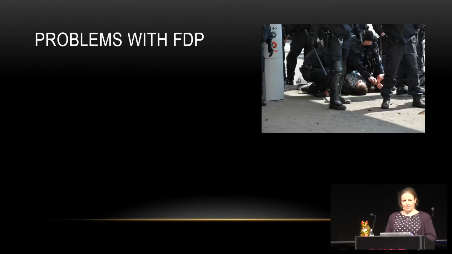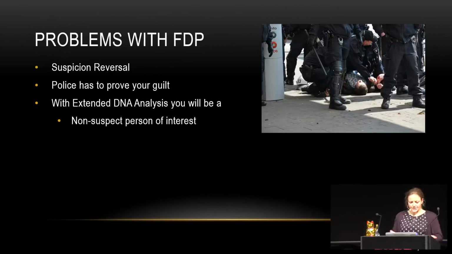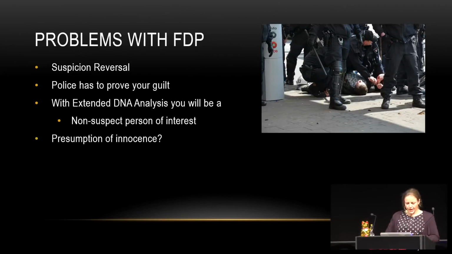The first and most important ethical problem is the suspicion reversal. The police usually has to prove that you're guilty. But if you're a suspect just due to your looks, then with the extended DNA analysis, you will be a non-suspect person of interest, and so you will be connected to the crime or to the probe without having done anything. And now you have to prove that you're innocent.